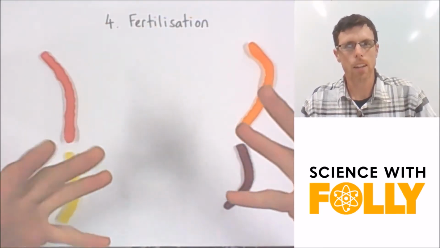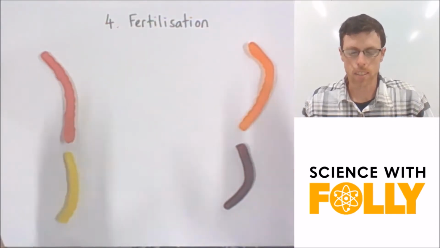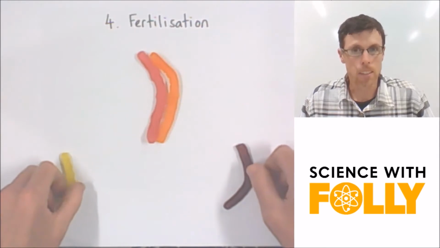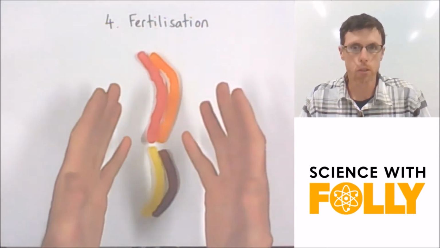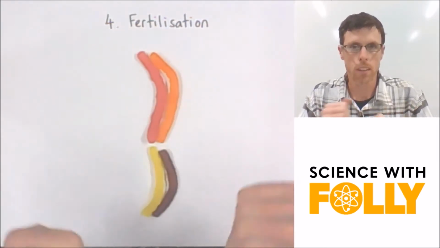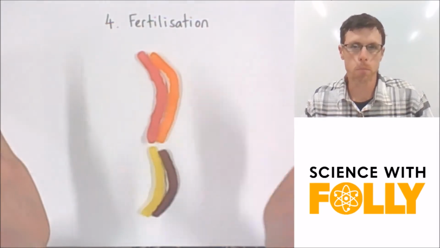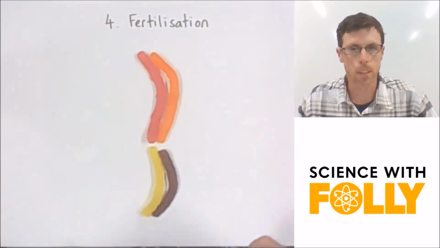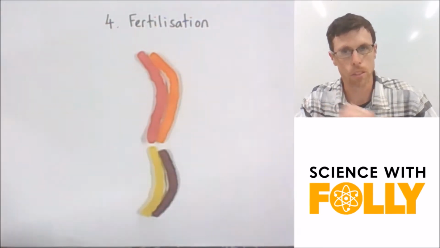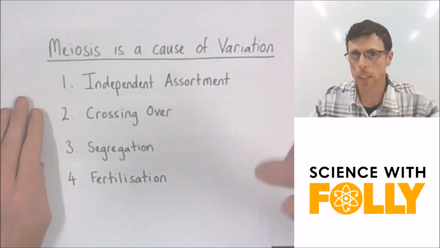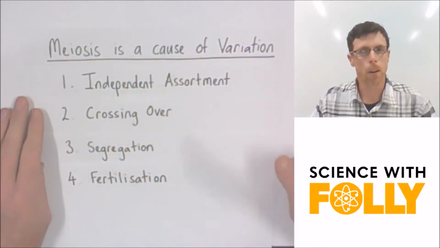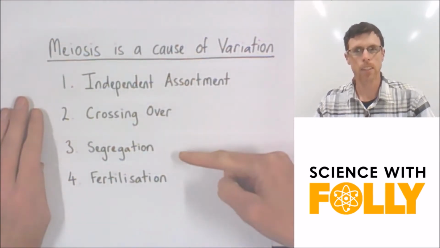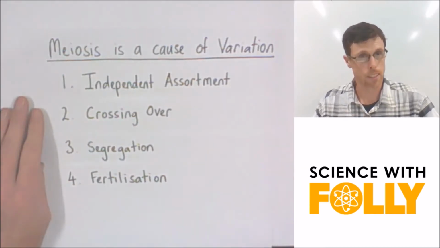And finally, fertilization. Even though this isn't part of the meiosis process, it's when the gametes come back together, and because the gametes are haploid, they now form diploid cells with full sets of chromosomes, bringing together the genetic information from each parent, creating a completely new organism with different gene combinations. So just to recap, the 4 main ways that meiosis causes variation: independent assortment, crossing over, segregation, and fertilization.